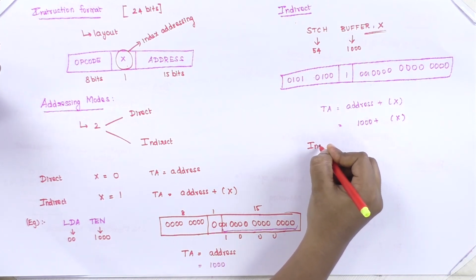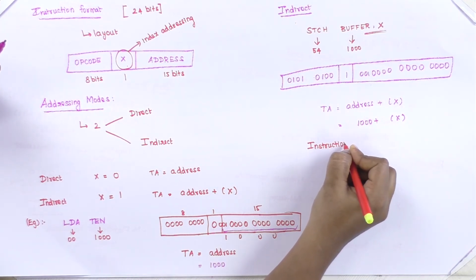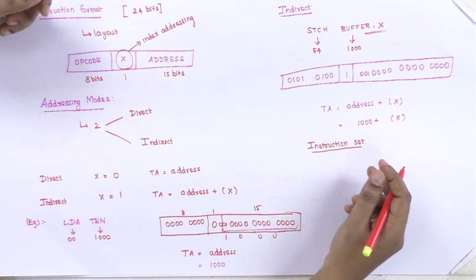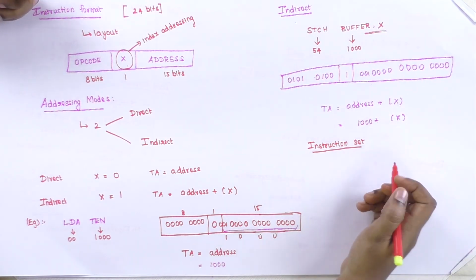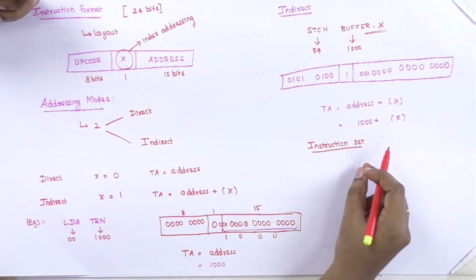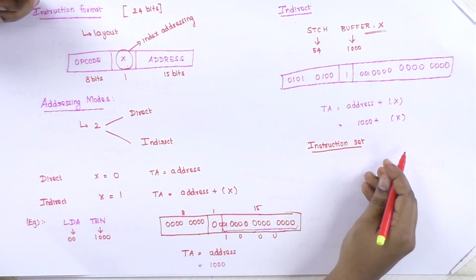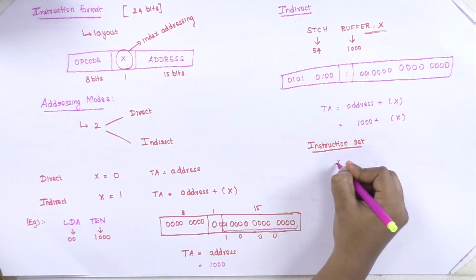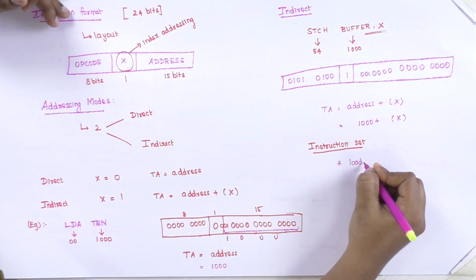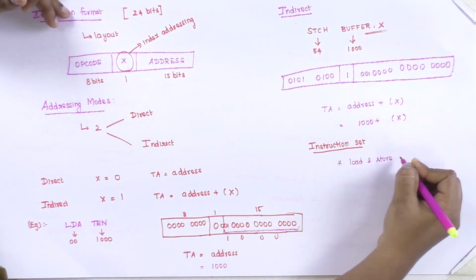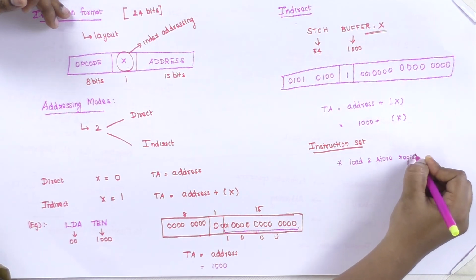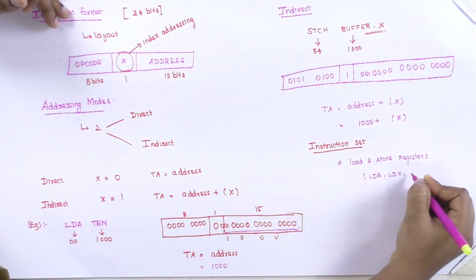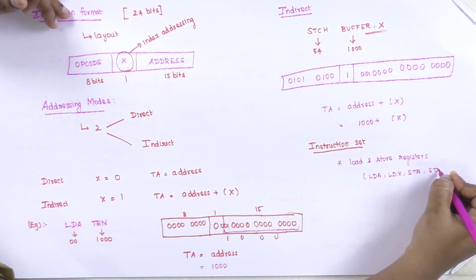Next, instruction set. So this is the next hardware feature. Instruction set provides a basic set of instructions which is sufficient for performing simple tasks. The instructions that are used in our SIC architecture are load and store operators. Load and store registers, that is LDA, LDX, STA, STX.